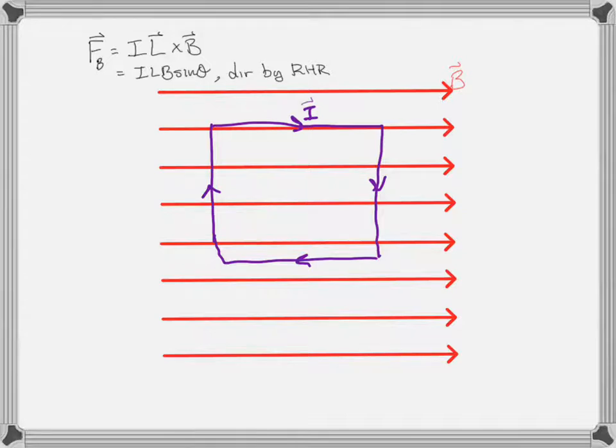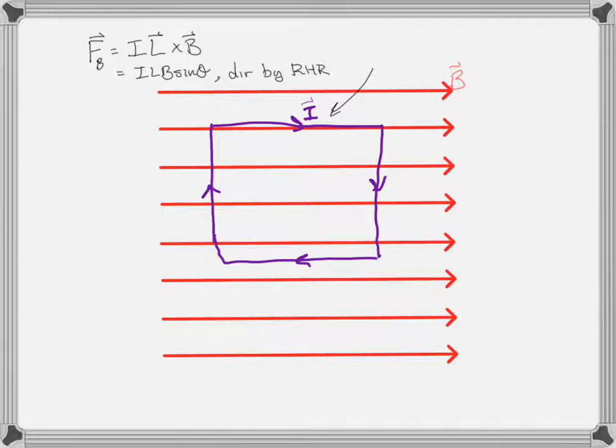The top one, that piece of current, remember, this loop does have a width W and a height H. That piece of current gives I times W times B times sine theta. I is the current, W is the length, B is the magnetic field that it's in, and theta is the angle between I and B.